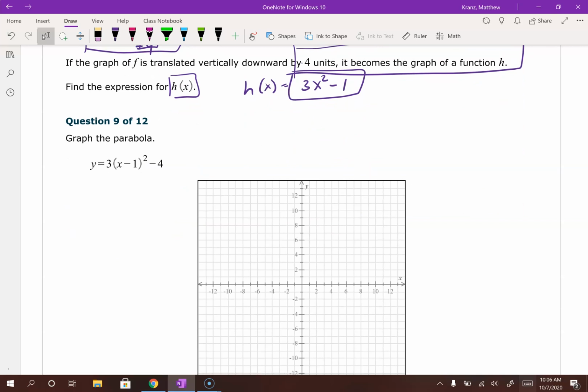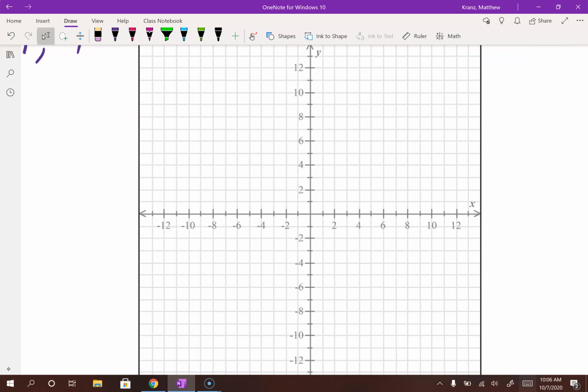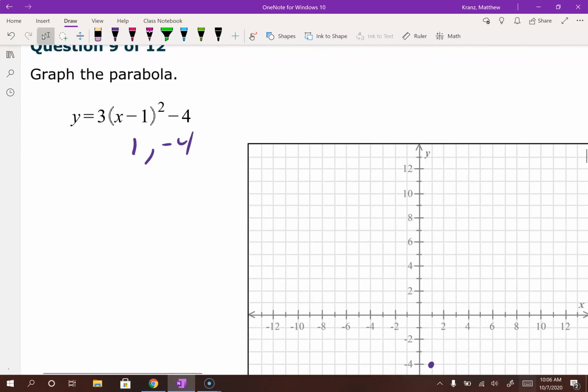Number 9, graph the parabola. So to graph this parabola, we see that our vertex is going to be (1, -4). So I go ahead and find that I have a (1, -4) right there. That is my parabola.